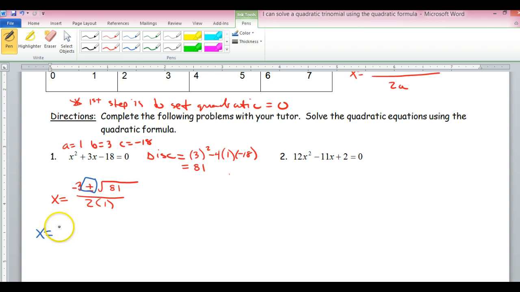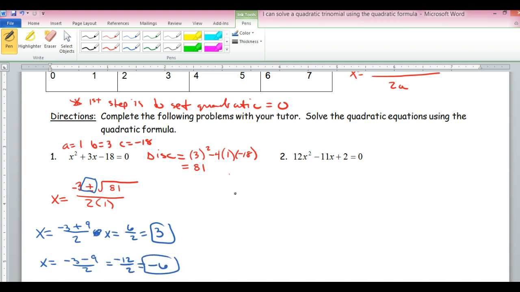So the first part is to take negative 3, add the square root of 81, which we should translate right away to 9, all divided by 2 times 1, which is 2. When we add the numerator, we get 6 divided by 2 is 3. Now for my other answer, instead of adding up top, I'm going to subtract. When I subtract up top, I get negative 12 divided by 2, which is negative 6. And these are the 2 solutions to your quadratic equation. If I wanted to check if I'm right or wrong, I plug each solution in independently.